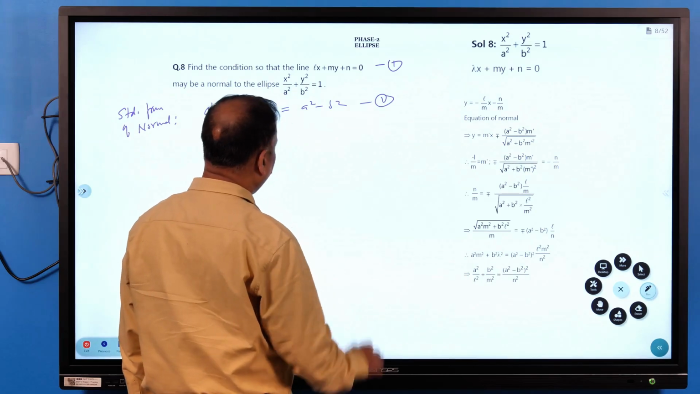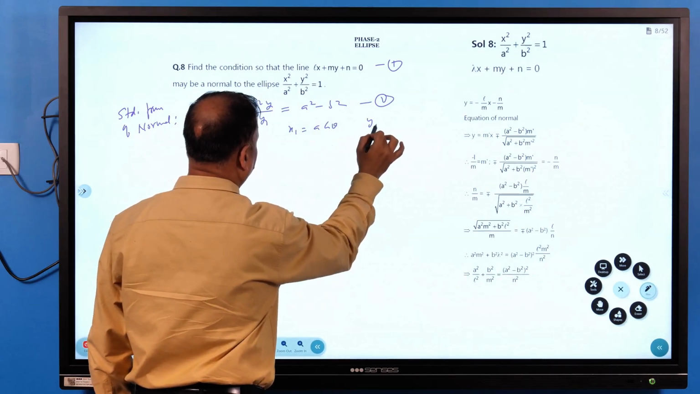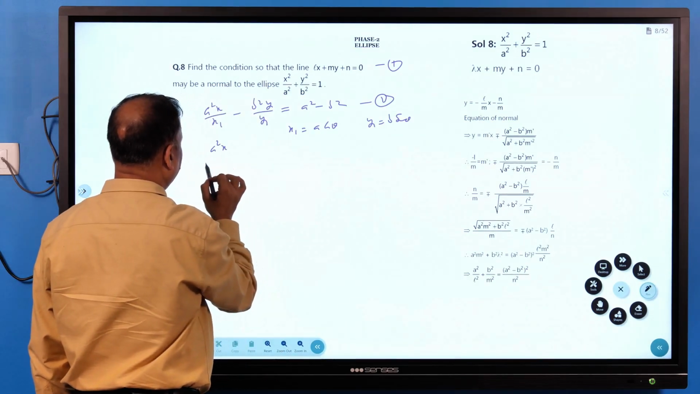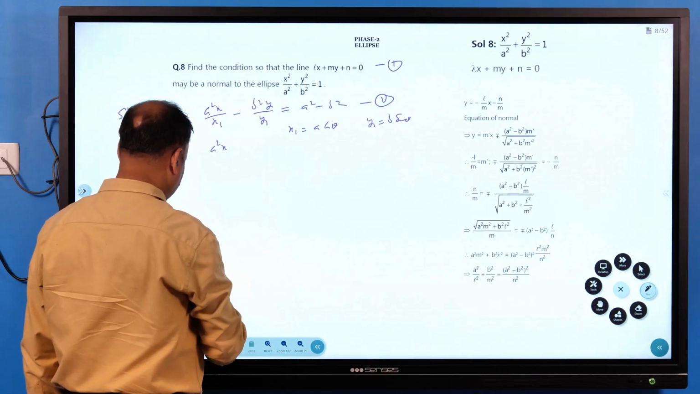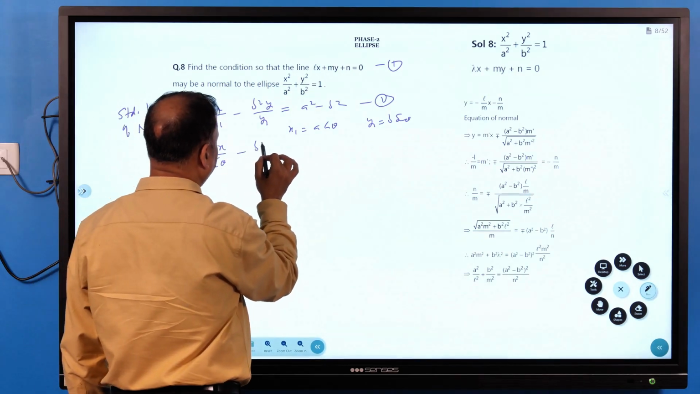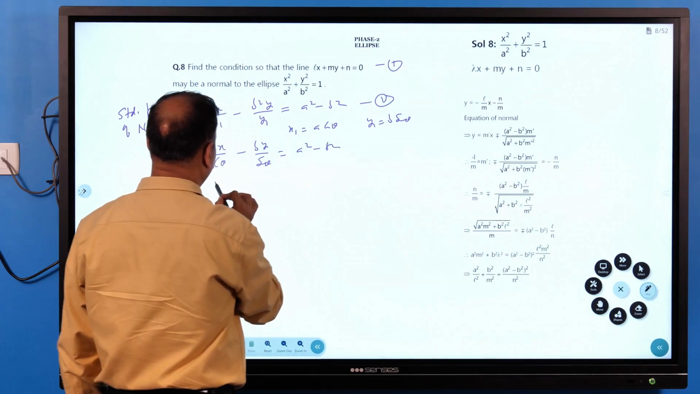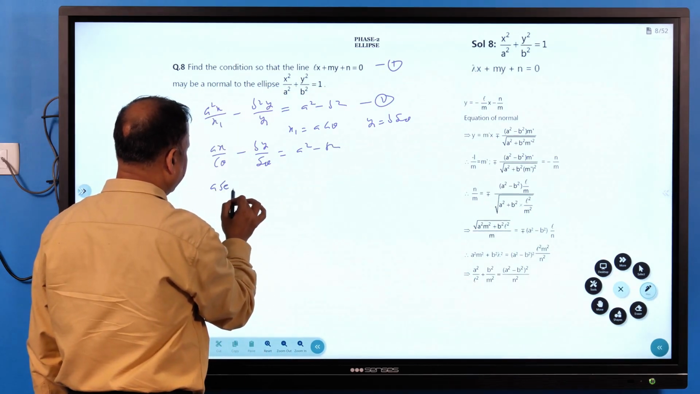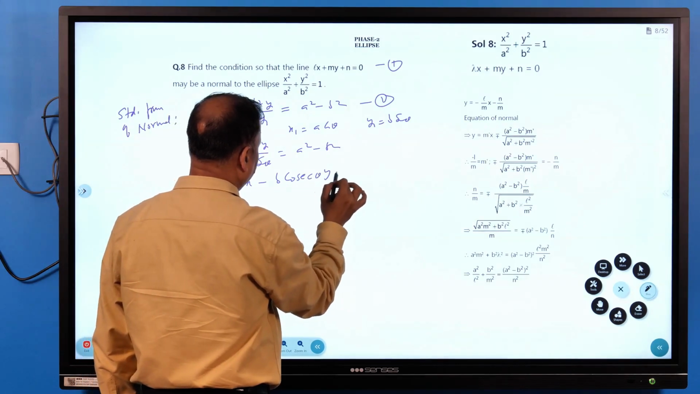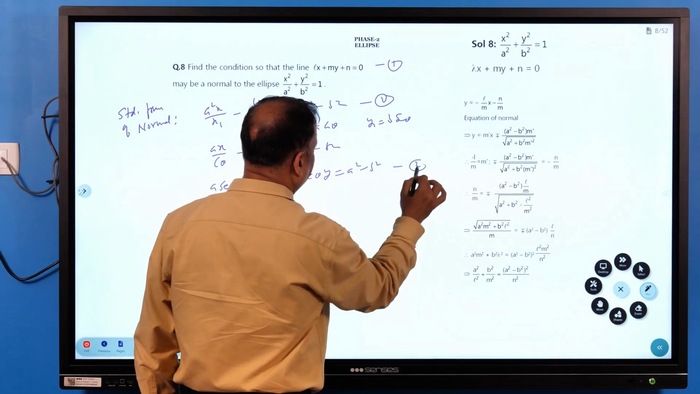So in that case, you can put x1 is equal to a cos theta, y1 is equal to b sin theta. So a square x upon a cos theta, so it will cancel a square. Ax upon cos theta minus by upon sin theta is equal to a square minus b square. So a sec theta x minus b cosec theta y is equal to a square minus b square. So this is the normal, the third equation.